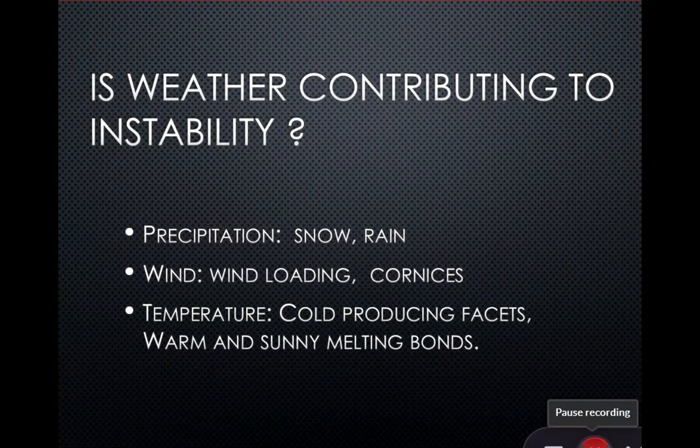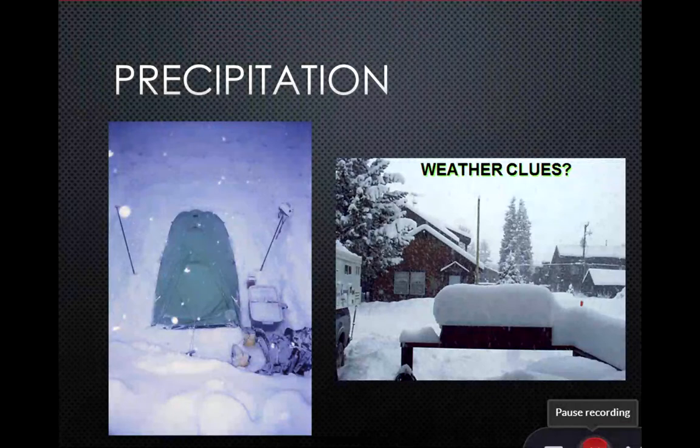So the next leg of the triangle, the next thing we're considering is weather contributing to the instability of the snowpack. What is weather doing? And with weather, we'll discuss rain and snow, we'll talk about wind, and we'll talk about temperature. So the different types of weather, precipitation is one of the important ones.